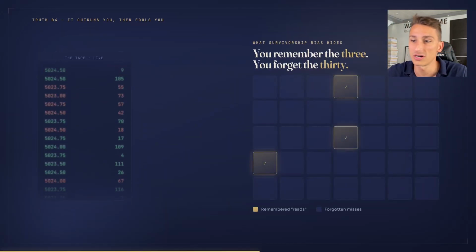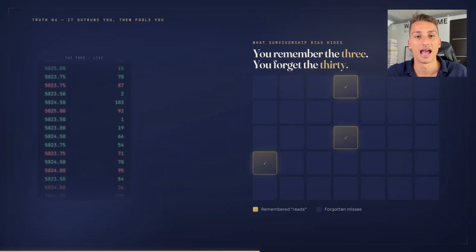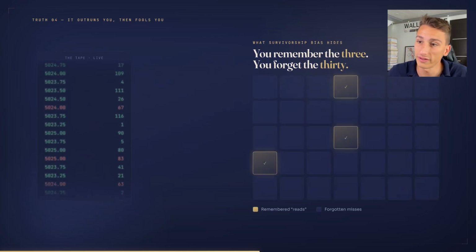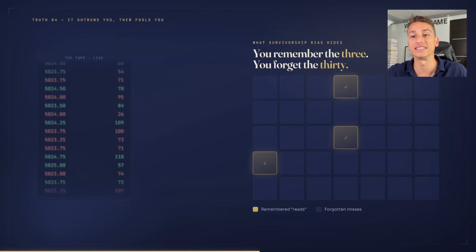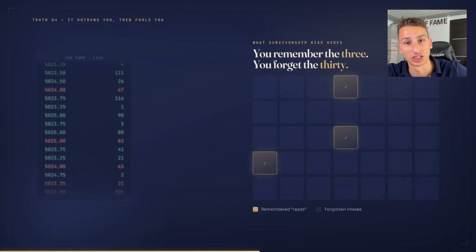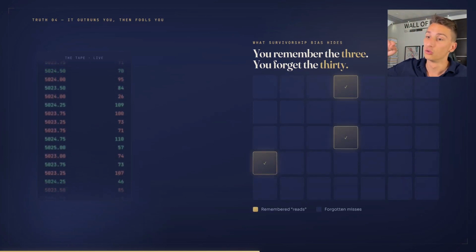And the last hard truth, the fourth one: it's too fast and it fools your brain. In a fast market, the tape moves quicker than any human can process. And here's the killer: survivorship bias. You remember the 3 times reading the DOM worked and forget the 30 times it didn't. That's not an edge. That's a slot machine training you to keep pulling the lever. A tool that can be faked, that hides the real size, that only shows the present and that fools your own memory. That is not an edge.